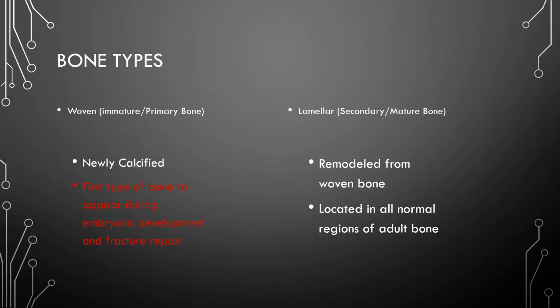Woven bone, in his lecture, he basically said it was going to be a question. So first type of bone to appear during embryonic development and fracture repair. So yeah, he pretty much said that was going to be a question. So just remember, it's the first bone put down, the immature bone or the primary bone, and then it's replaced eventually by lamellar bone.